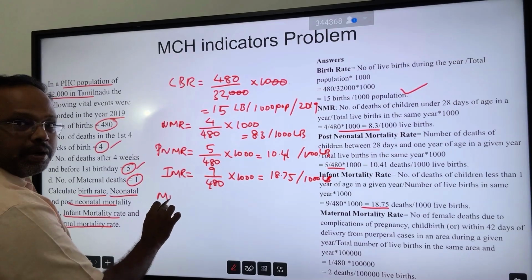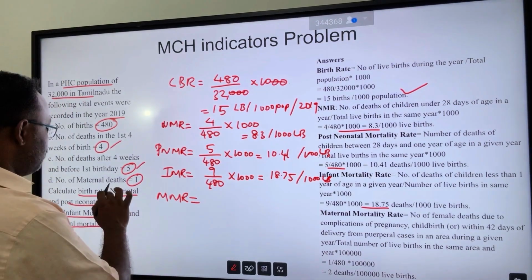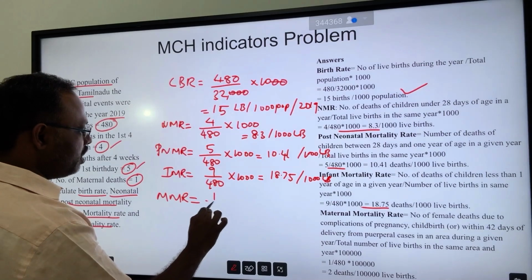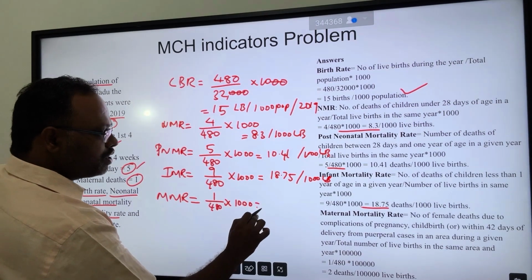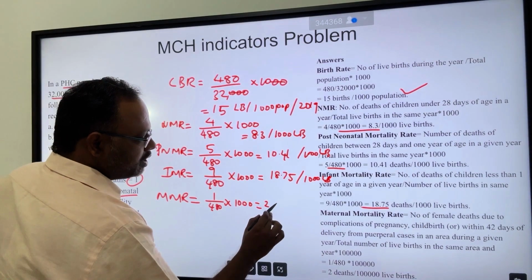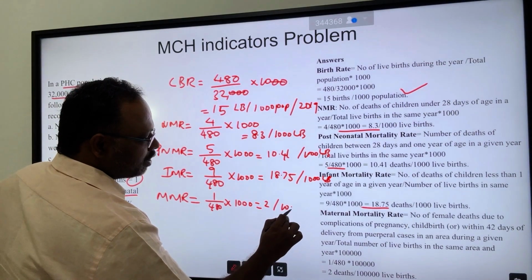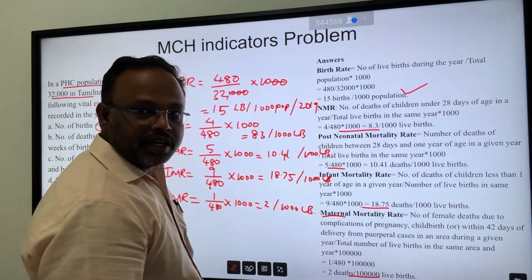Then the last is the maternal mortality ratio. That is the total number of maternal deaths, which is 1, divided by live births, that is 480, into 1000. This will yield approximately 2 maternal deaths per 1000 live births. So you need to write like this. So that is the maternal mortality ratio.